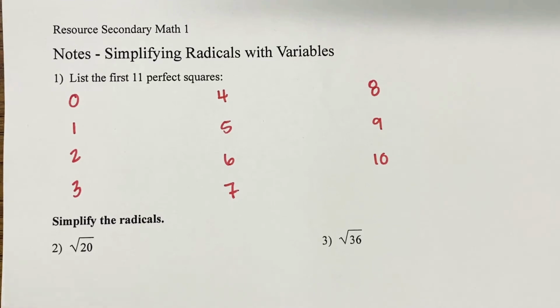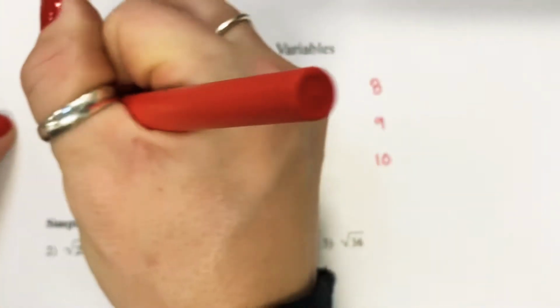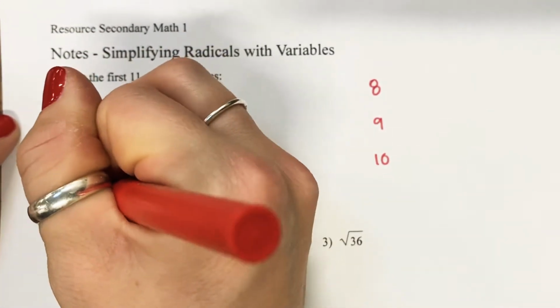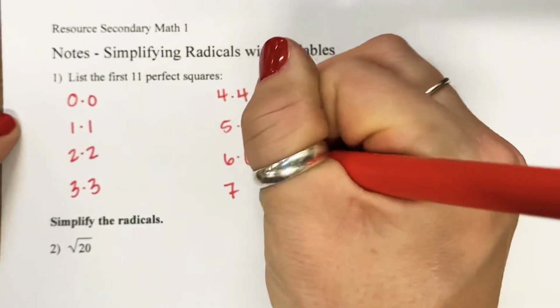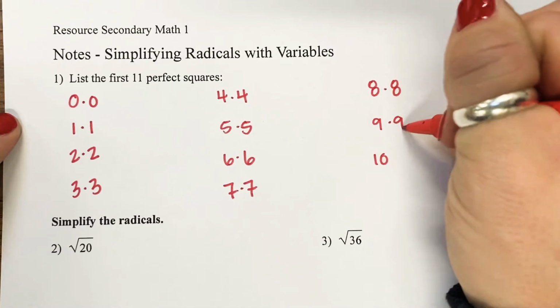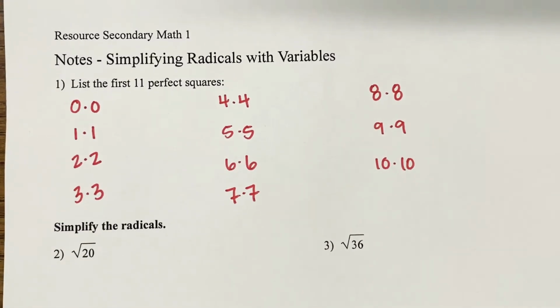Okay, so now what we're going to do is we're going to take these numbers and we are going to multiply them by themselves. Okay, so we're going to multiply 0 times 0, 1 times 1, 2 times 2, and so on and so forth. Okay, so fill in the rest of your list like so. Okay, so now your numbers are just multiplying by themselves.